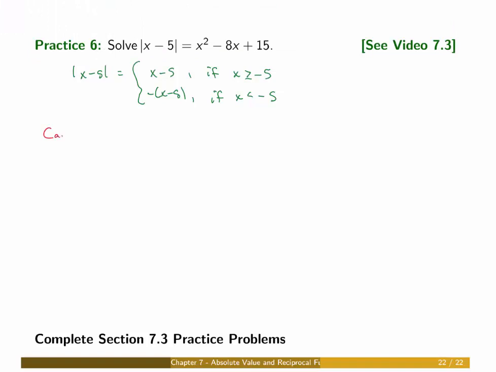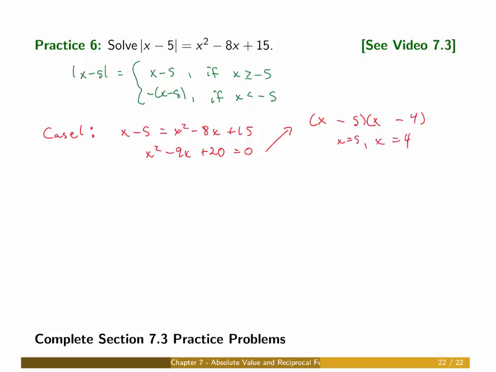Going along with case 1, you're going to have x minus 5 equals x squared minus 8x plus 15. In this case, we have x squared minus 9x plus 20 equals 0, which we can solve through factoring, which is always nice. 5 and 4, so x equals 5, x equals 4. Both of these satisfy the condition of greater than or equal to negative 5.